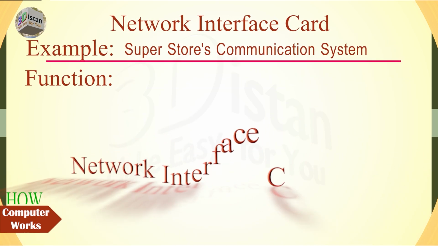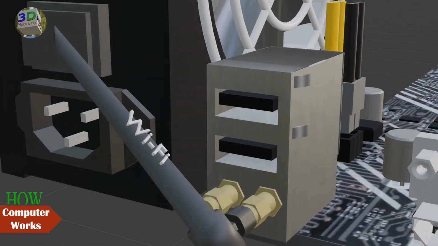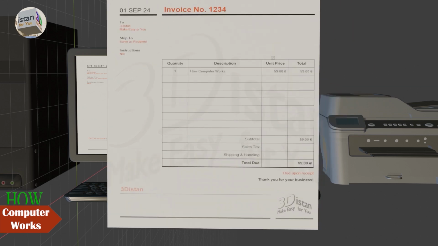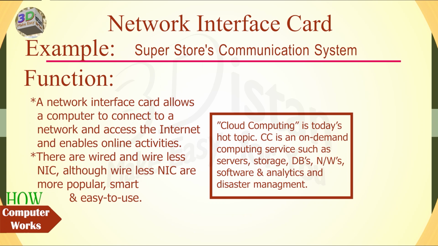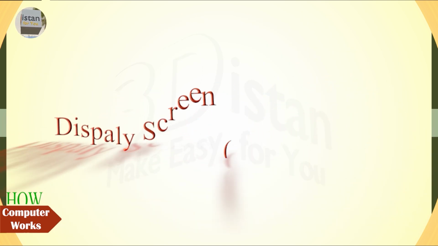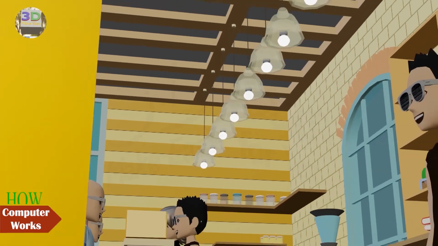Network Interface Card (NIC). Example: the store's communication system, like telephone or internet connection. In the large superstores, the product is purchased from the salesperson counter and immediately its purchase order transmits to the cash counter for payment and returns. The NIC allows the computer to connect to a network and access the internet, enabling online interactions.